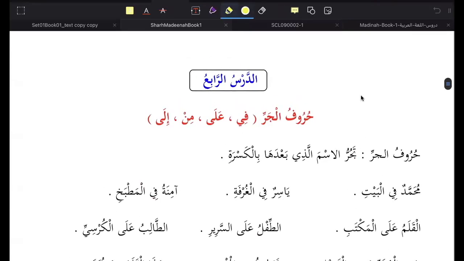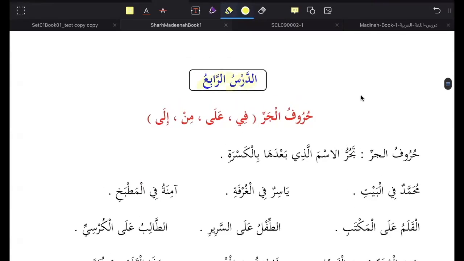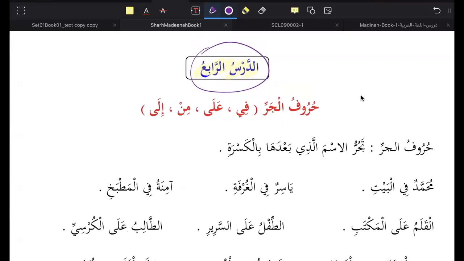So we're starting with الدرس الرابع, which is the fourth lesson. This type of construction, inshallah, we will see from the sixth, seventh, or eighth lesson, so I'm not going to explain too much what's going on here. But the topic for this lesson is very important. It is called حروف الجر.